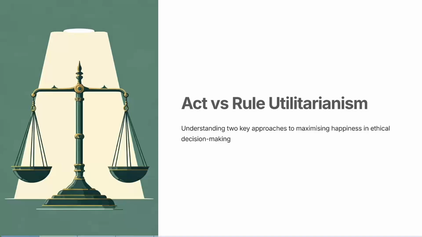However, later philosophers began to ask an important question. How exactly should we apply that principle in practice? Should we judge every individual action based purely on its consequences? Or should we follow general moral rules that tend to produce the greatest happiness over time? This debate led to the development of two different approaches to utilitarianism: act and rule. Understanding the difference between these two approaches is essential for A-level ethics because it helps explain how utilitarianism tried to deal with its biggest criticisms.